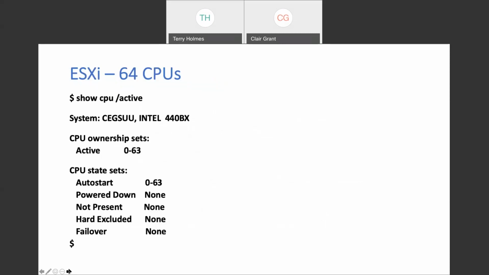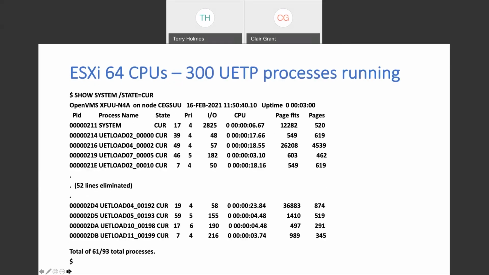So just as an example, this is a real cut and paste off a screen. This is the SXI running 64 CPUs. This is on a hardware platform that has 64 cores. And everything is up running just fine. Configurations are good. All the things you need to know are there. And here are those 64 CPUs running 300 processes.